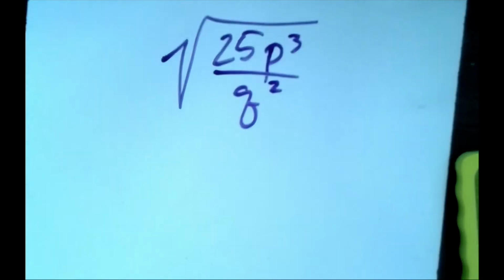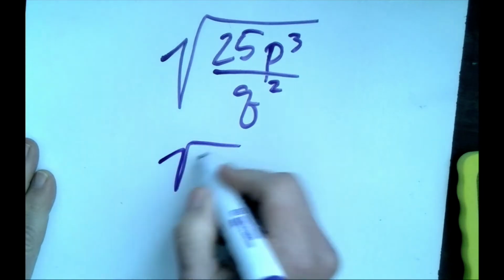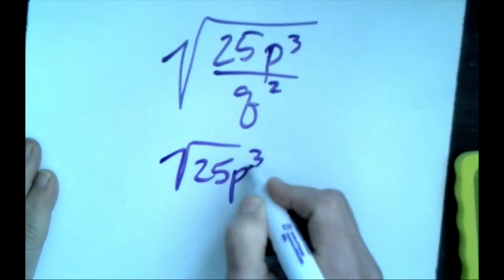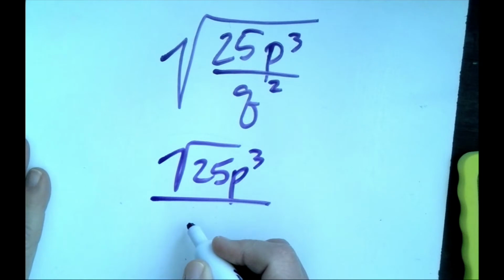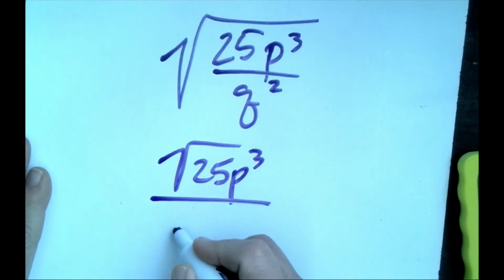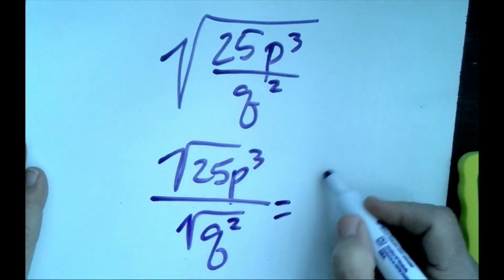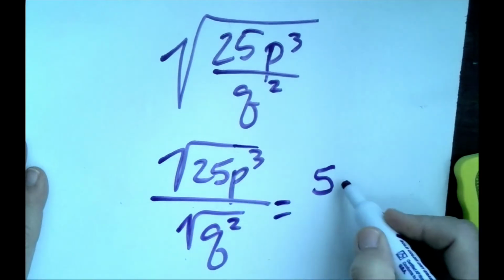So look at this expression. We have the square root of the quantity of 25p to the third divided by q squared. I would probably tend to separate by putting the quantity of the square root of 25p to the third divided by the square root of q squared. We have perfect squares that we can factor out. We're left with a p on top and a q on the bottom.